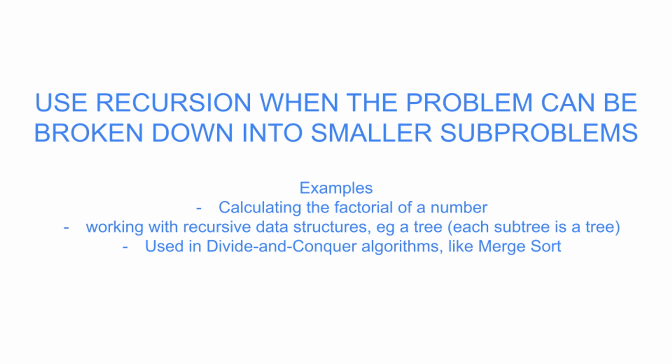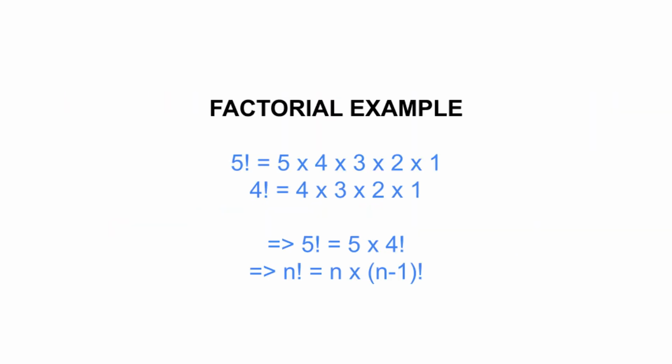We can use recursion in scenarios where the problem can be divided into smaller subproblems. An example of that could be when we are looking for the factorial of a number. We know that the factorial of a number is the product of all positive integers from 1 to that number. So we know that 5 factorial is 5 times 4 times 3 times 2 times 1. And we also know that 4 factorial is 4 times 3 times 2 times 1.